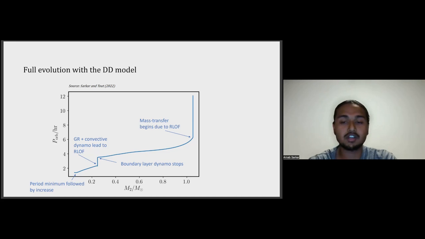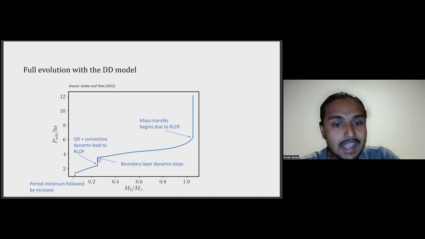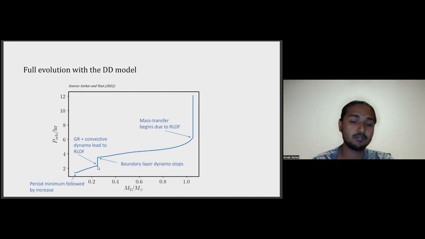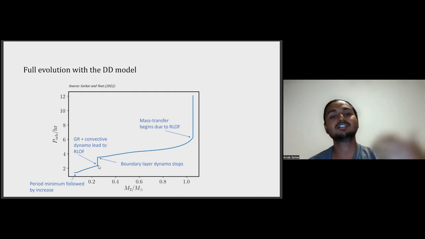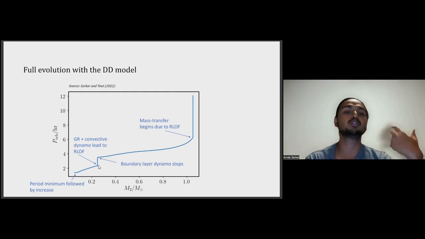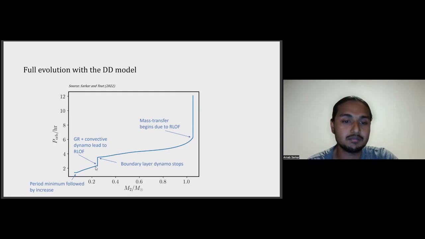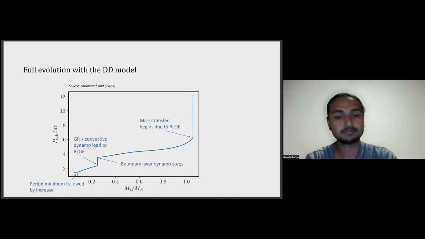And then mass loss happens and the system evolves from right to left until this point where the boundary layer dynamo stops operating since the star becomes fully convective. And then the system gets detached and it's not a CV anymore till it drops to this point, which is the lower end of the period gap. And then GR plus convective dynamo lead to Roche lobe overflow again. And the system evolves like this till the mass loss timescale and thermal timescale become comparable and the system expands, thus the period minimum.